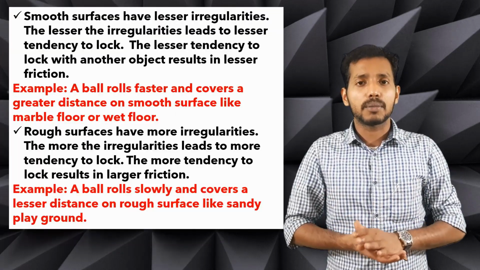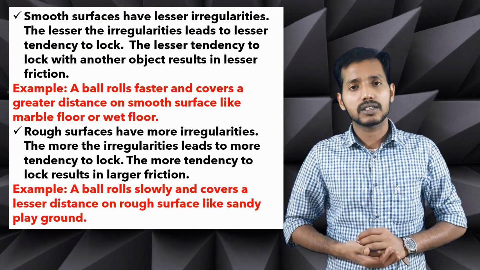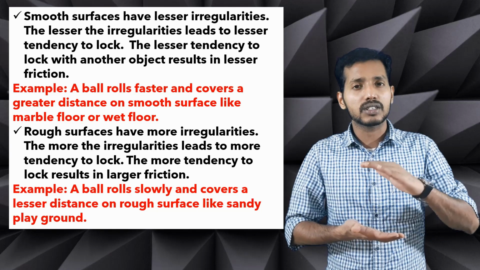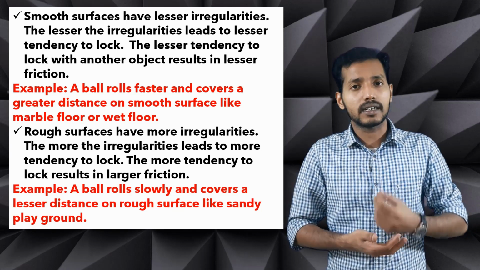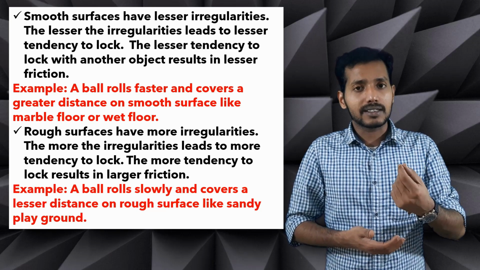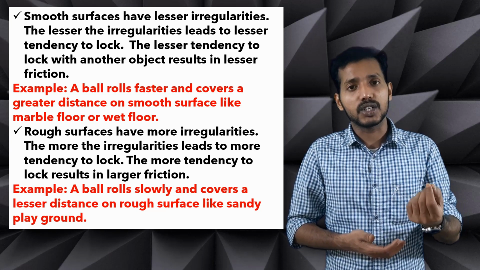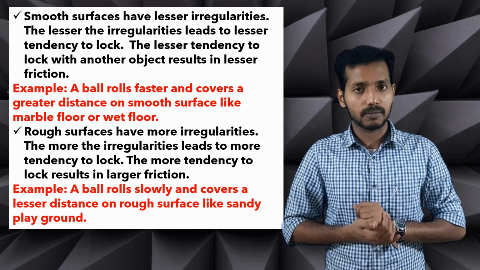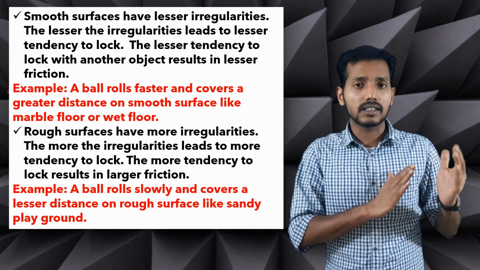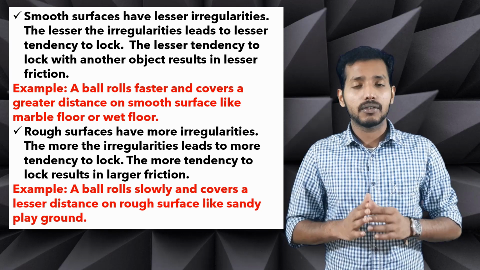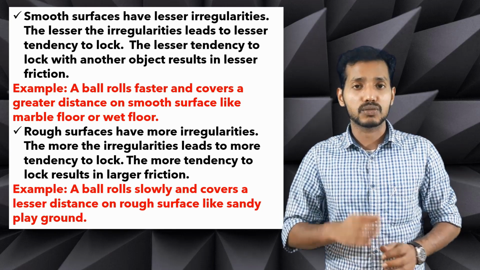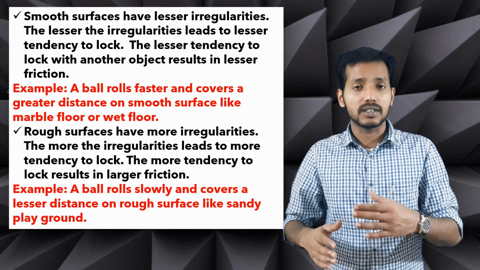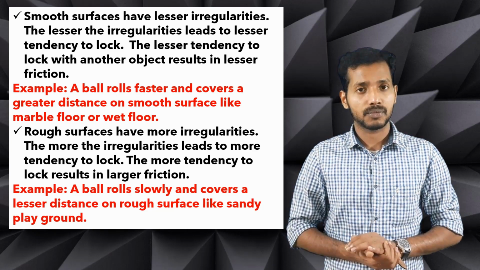Why does this difference happen? Because in case of a smooth surface, the irregularities present on the surface will be fewer. So these fewer irregularities result in less tendency to lock into each other. This results in lesser friction. For example, a ball rolls and covers a greater distance on a smooth surface like a wet surface or oily surface.